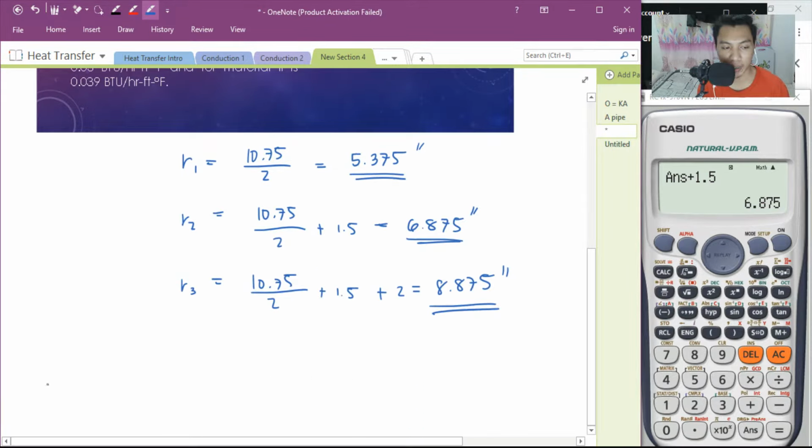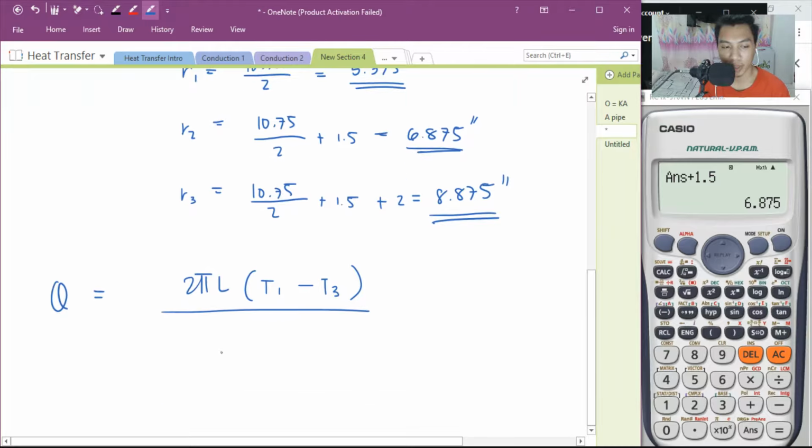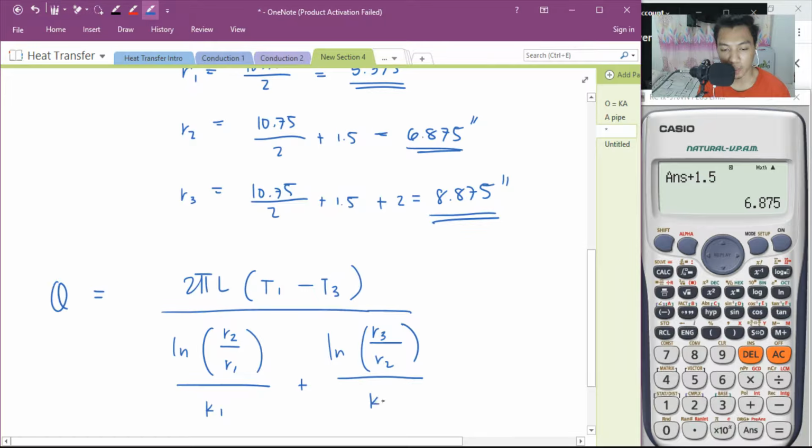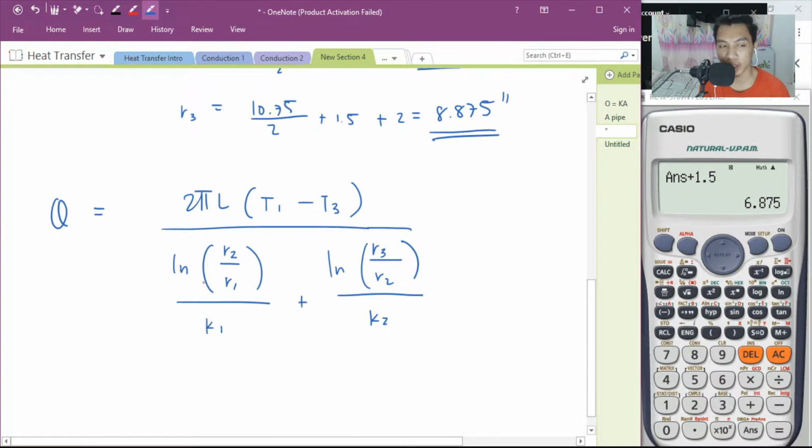So, balik ulit tayo. Alam natin na ang heat transfer dun sa piping natin is 2 pi L, tapos yung delta T, T1 minus T3, divided by ln of R2 over R1 divided by K1 plus ln of R3 over R2 divided by K2. So, masasolve na natin yung value niya.